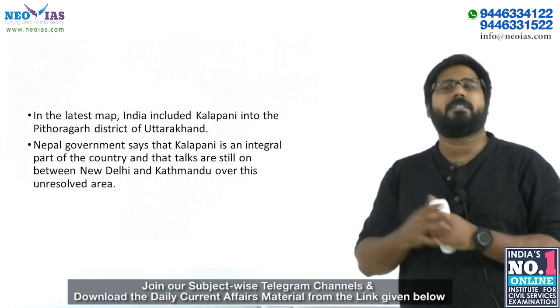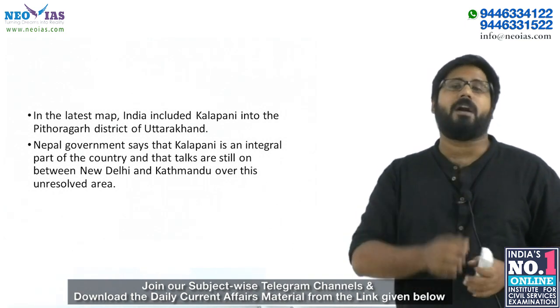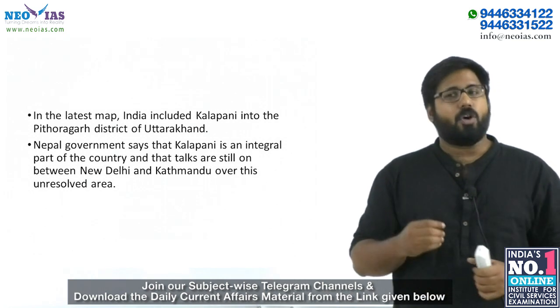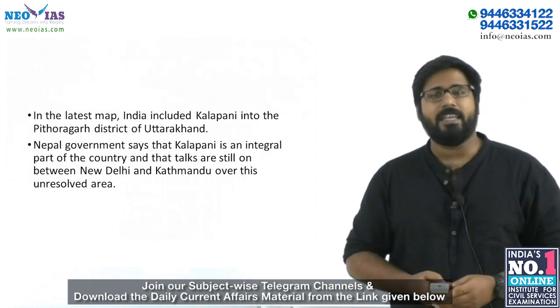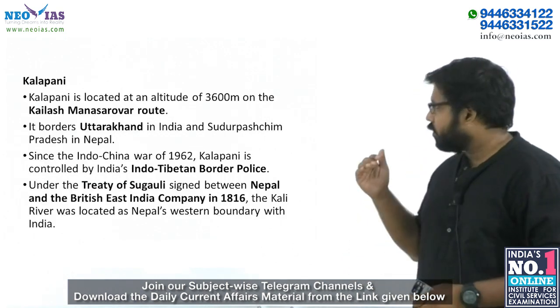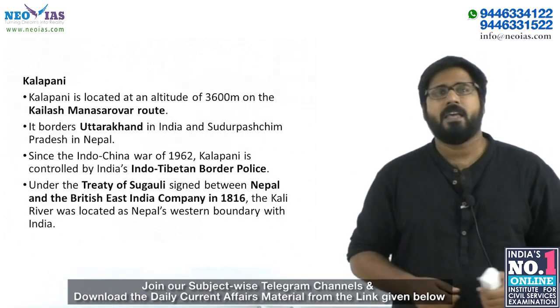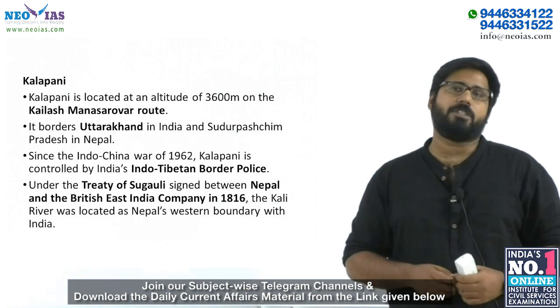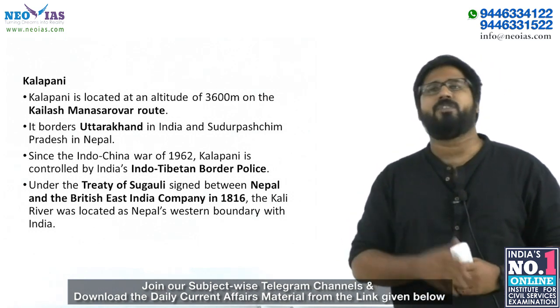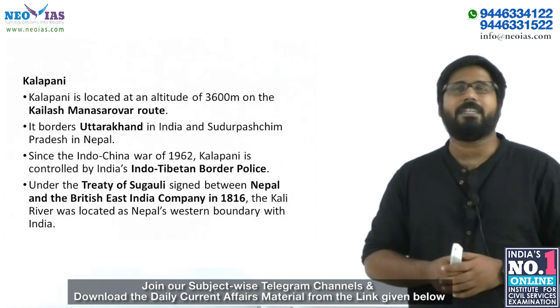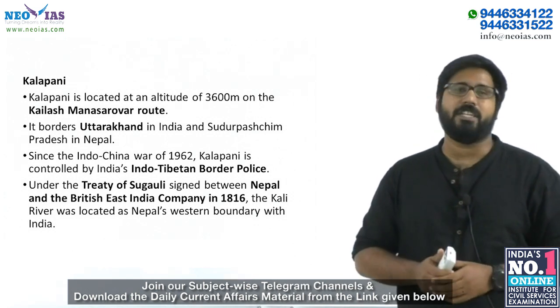The Nepalese government says that Kalapani is an integral part of their country and that talks are still on between New Delhi and Kathmandu over this unresolved area. Now, talking about Kalapani, it is located at an altitude of 3,600 meters on the Kailash Mansarovar route. It borders Uttarakhand in India and Sudurpashchim Pradesh in Nepal.